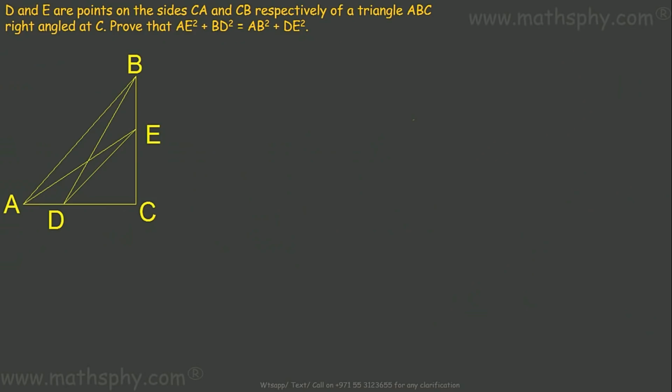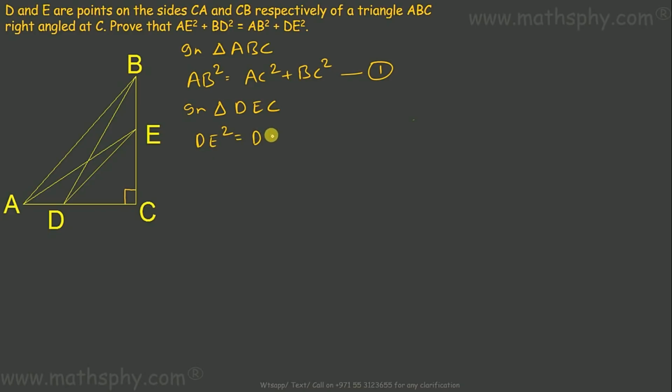Okay, this is right angled at C. It means AB will be the hypotenuse. In triangle ABC, AB square will be equal to AC square plus BC square. Let's take this as 1. Then write, in triangle DEC, DE square will be equal to DC square plus EC square. Let's take this as 2.